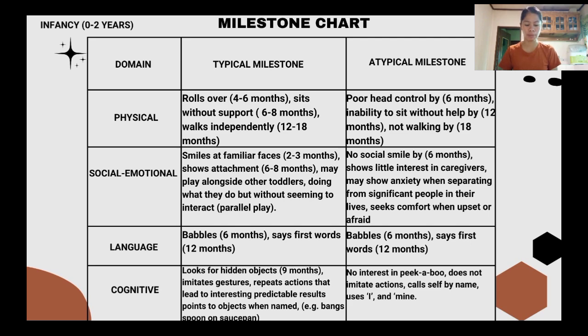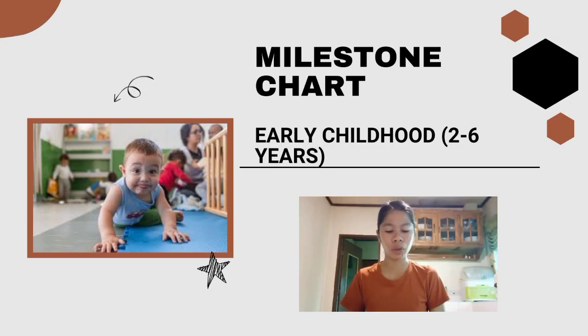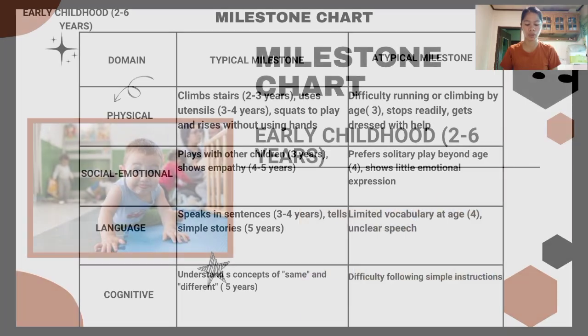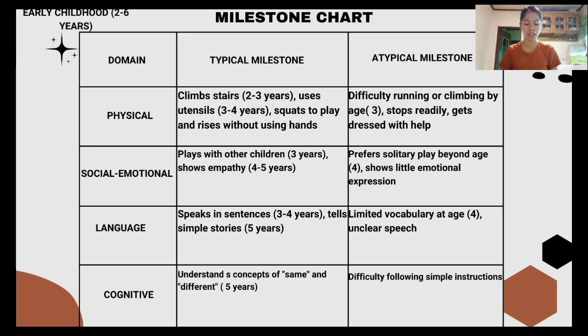in social games. In early childhood, 2 to 6 years old, the typical for early childhood: climbing stairs, playing with peers, telling simple stories, and understanding basic concepts like same and different. The atypical for early childhood: struggling with running or climbing, preferring to play alone past the age of 4, or having unclear speech by the age of 4.